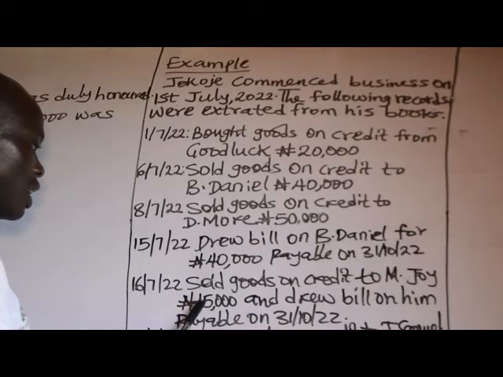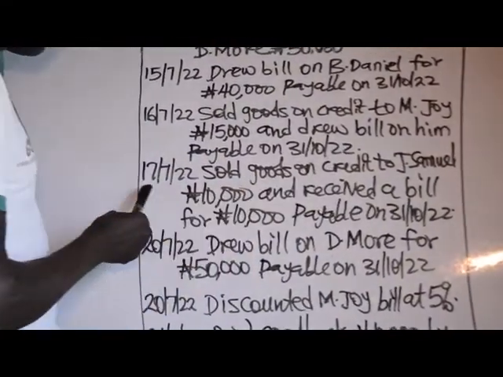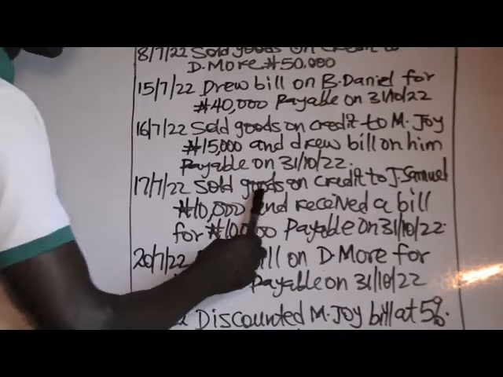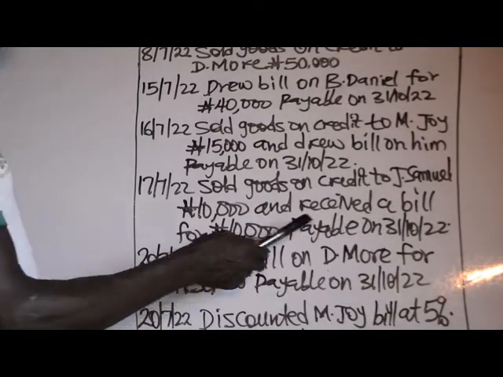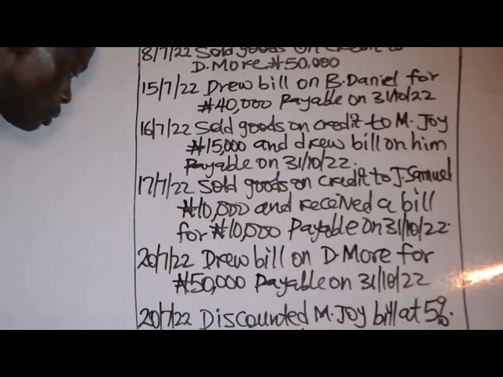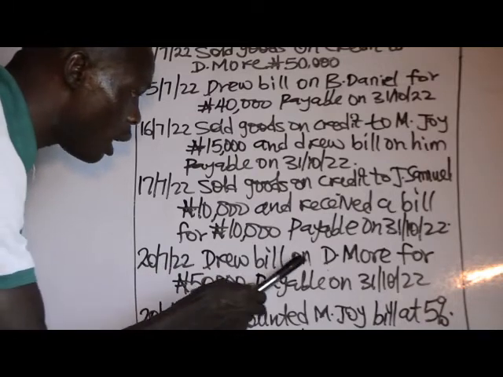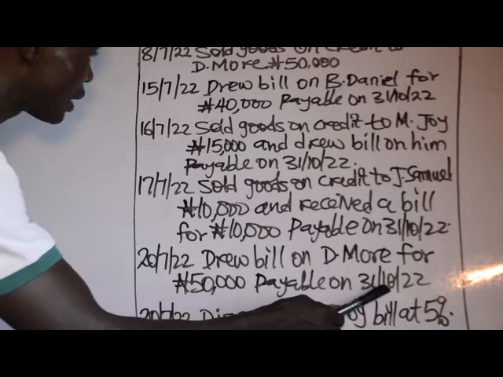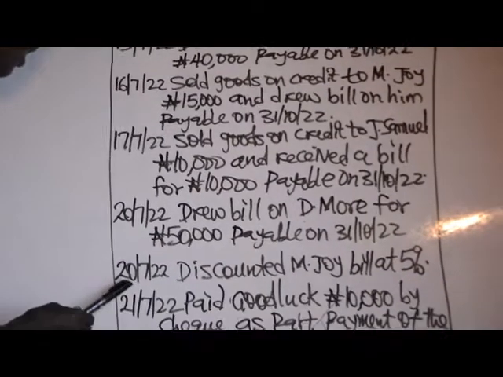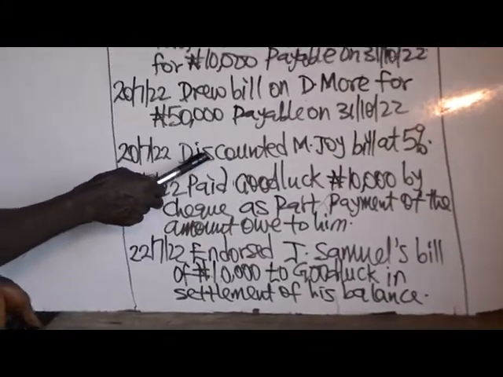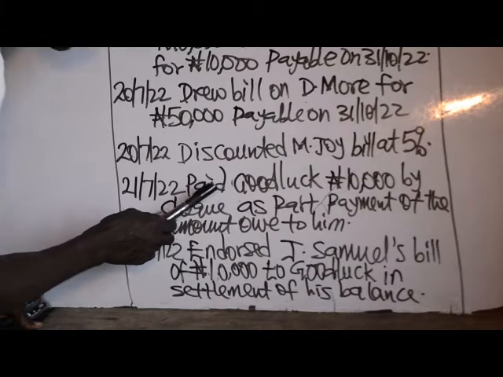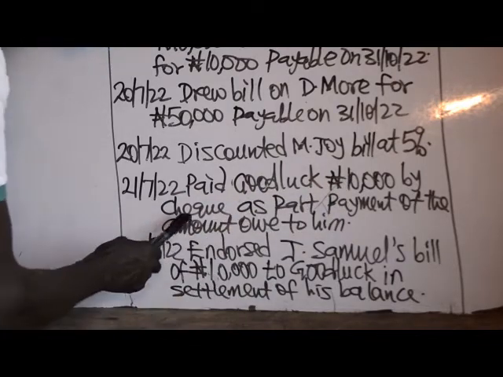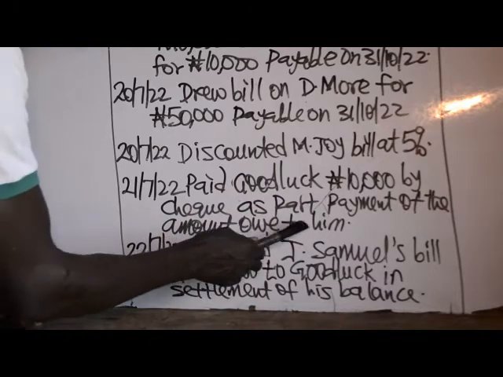16-7-2022, sold goods on credit to M. Joy, 15,000 naira, and drew a bill on him, payable on 31st of October 2022. 17-7-2022, sold goods on credit to J. Samuel, 10,000 naira, and received a bill for 10,000 naira, payable on 31st of October 2022. 27-7-2022, drew a bill on D. Moore for 50,000 naira, payable on 31st of October 2022. On the 20th of July 2022, discounted M. Joy's bill at 5%. On the 21st of July 2022, paid Goodluck 10,000 naira by cheque as part payment of the amount owed to him.